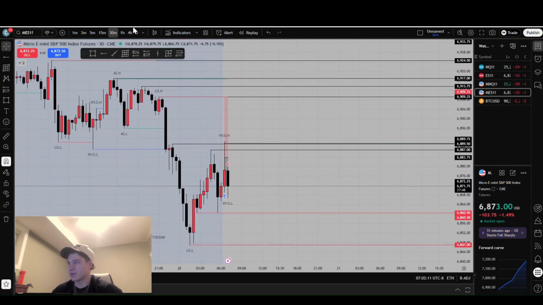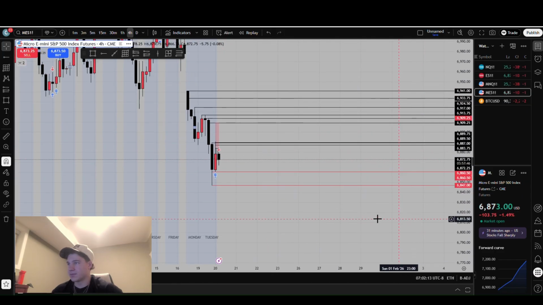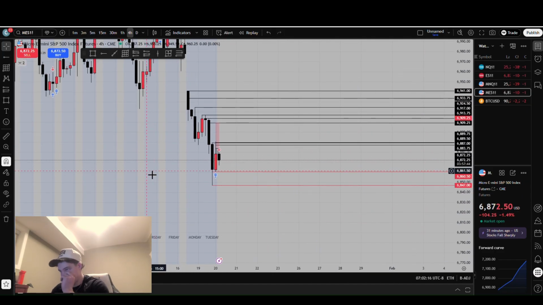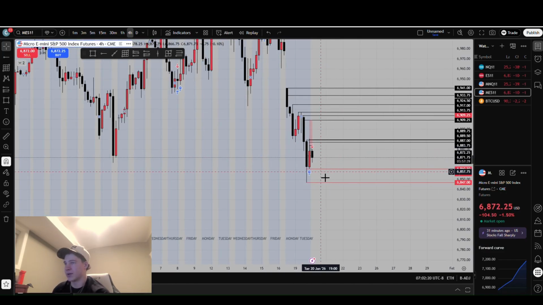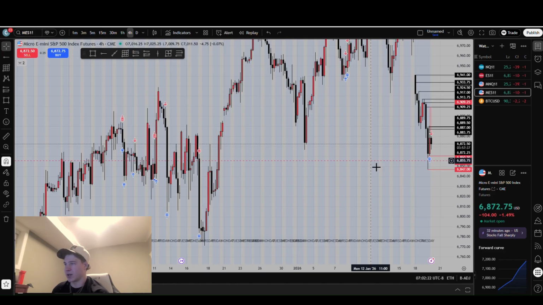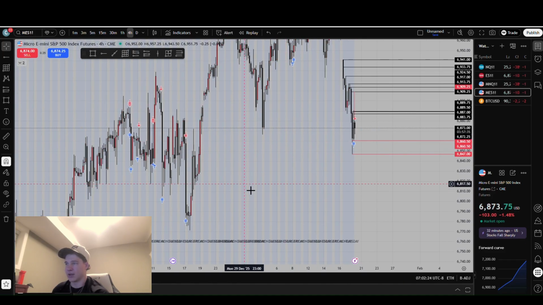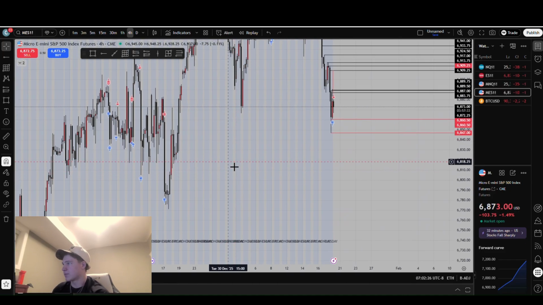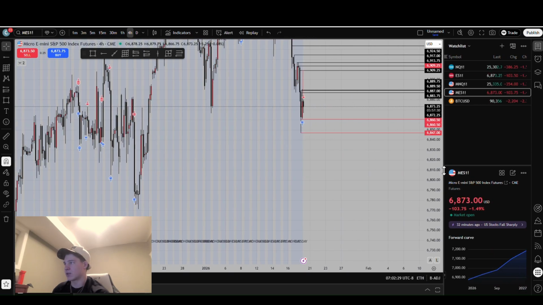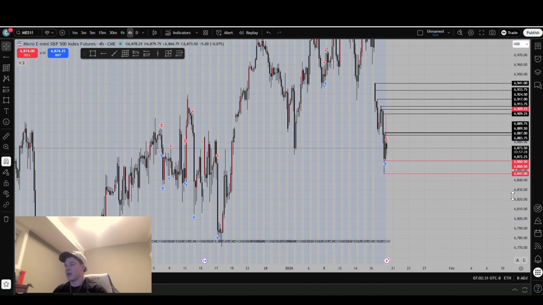4 hour bias. Honestly, I mean, there's only one 4 hour draw on liquidity, which to me is pretty high resistance. I mean, we're not going to come all the way down here just for these lows, right? That's quite the move, quite the sell off to get that.